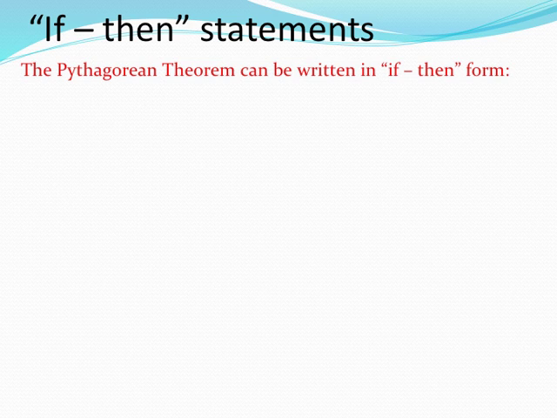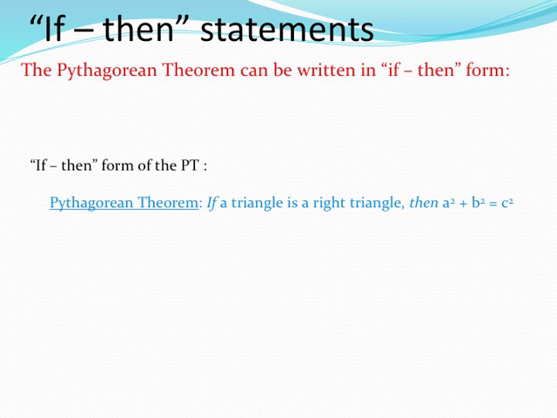We can write the Pythagorean theorem in an if-then form, and here's what it looks like when we do that. If a triangle is a right triangle, so if that first part is true, then a squared plus b squared equals c squared, where a and b are the legs and c is the hypotenuse. So if it's a right triangle, then this theorem is true.